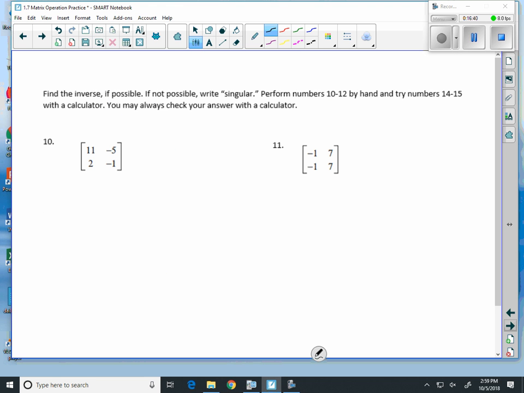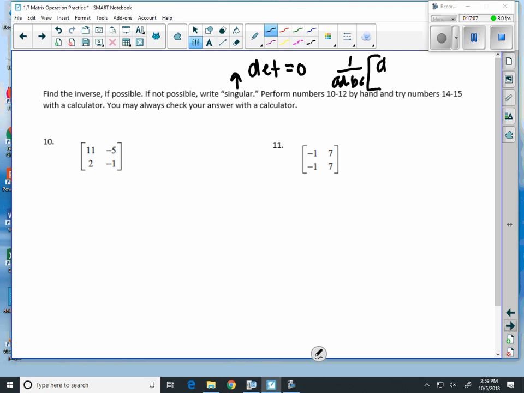Okay, number 10 is where we get to the inverse. Find the inverse if possible. If not possible, write singular, meaning that there's no inverse for that matrix. This happens when the determinant equals 0. So the determinant is when we put 1 over AD minus BC. Okay, and for this process, I'll go ahead and put the equation here.